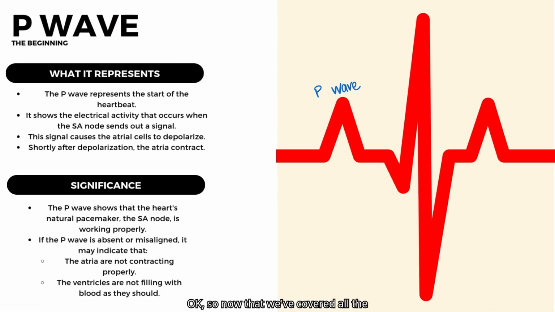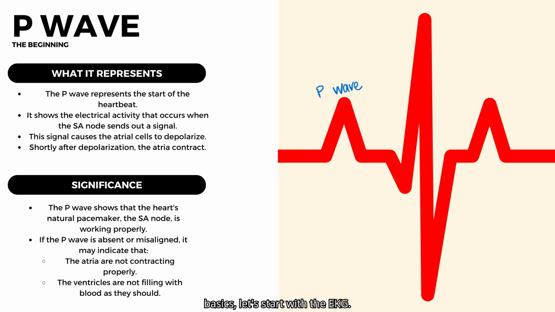Okay, so now that we've covered all the basics, let's start with the EKG. The first thing that occurs in the EKG graph is the P wave. And so what the P wave represents is the start of the heartbeat. The P wave shows the electrical activity that's occurring when the SA node is sending out the signal. And the signal is causing the atrial cells to depolarize, as in contract. So the P wave is basically the contraction of the atria.